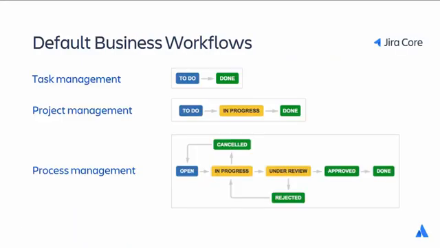Here you see the default business workflows for Jira Core project types. The task management workflow just has two statuses, to do and done. The project management workflow shown in the middle goes from to do to in progress to done. And there is also a process management workflow as shown here. A set of default statuses are used by the default workflows, including to do, open, in progress, under review, done, closed, canceled, and others.